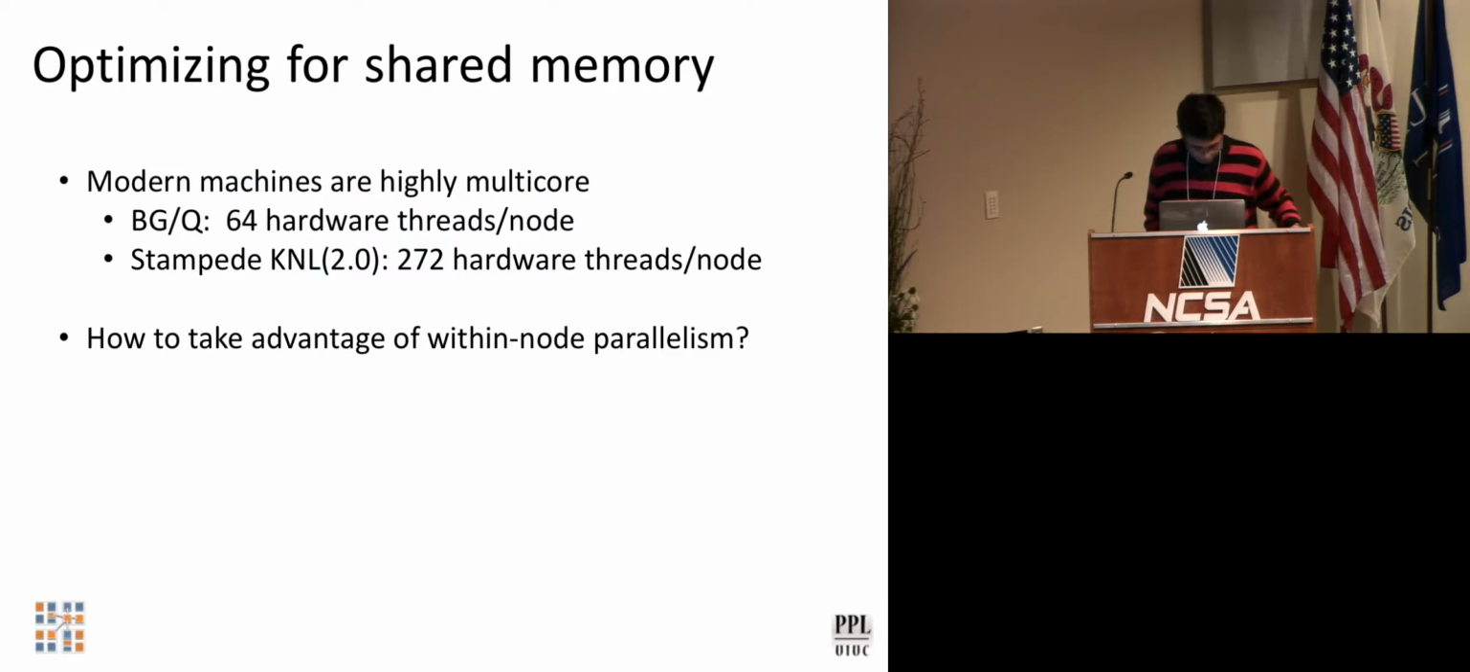Another thing that we did, we wanted to optimize for shared memory, and the reason was that most modern machines now have massive within node parallelism that you can exploit. So for example, on the Blue Gene Q machine you can run 64 hardware threads on one node. In the new Stampede machine, you can run more than 250 hardware threads on one node. And so the challenge is how to take advantage of this massive within node parallelism.